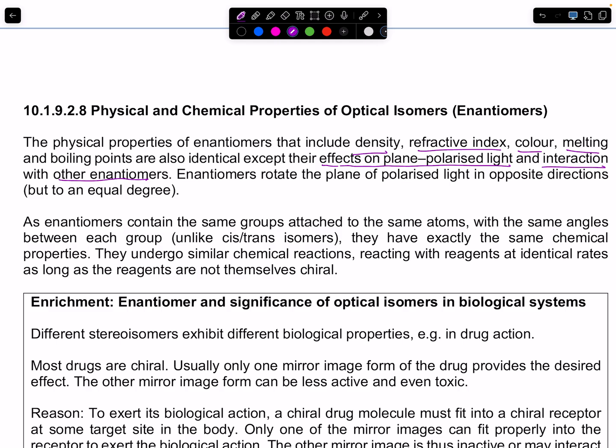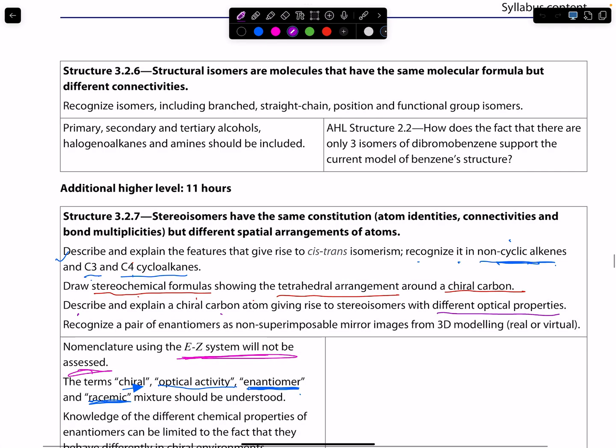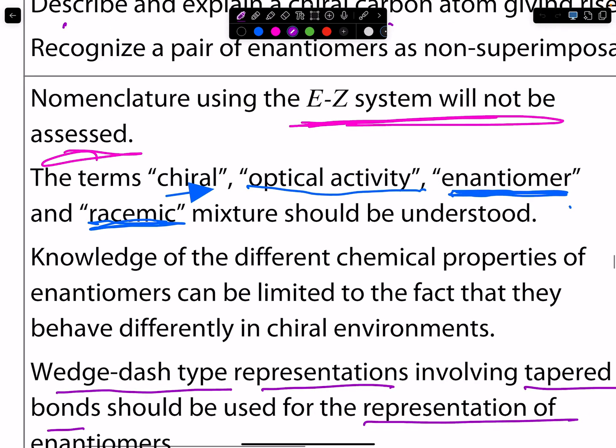How they react, you all as an IB student don't need to know, but you just need to know this, guys. Knowledge of the different chemical properties of enantiomers can be limited to the fact that they behave differently in chiral environments. Even though they are enantiomers, how one interacts with another chiral molecule is different from his enantiomeric pair. Are you all clear? And that's all that you need to know.